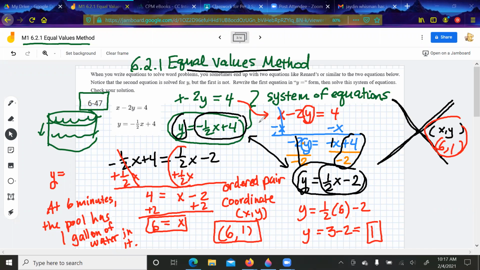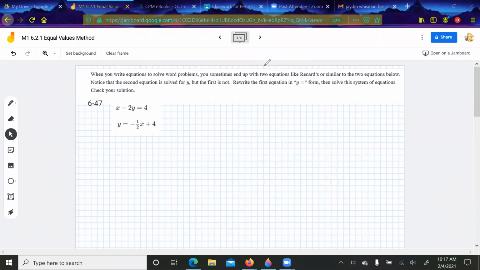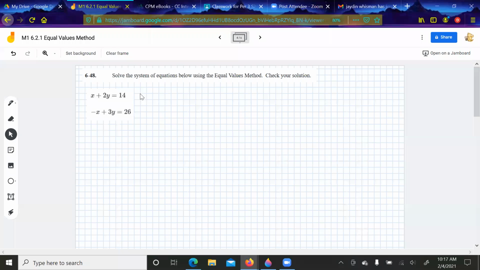All right, guys, so there's one example of the equal values method. I'm going to do 2 more with you. Actually, there's one you could do on your own, but let's go to the next one. I'll think about that here if I do it with you or let you do it on your own. 48. So 48 gives us another system of equations, and we want to solve this.